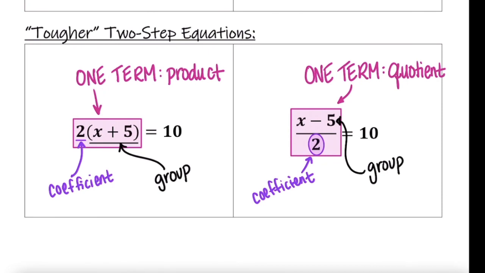So to quickly recap, a tougher two-step equation is an equation that only has one term, but still requires two properties of equality to solve.